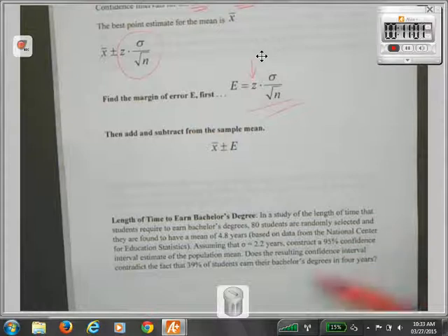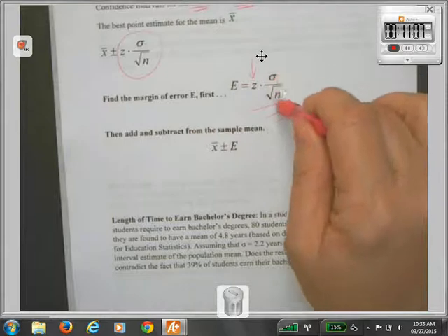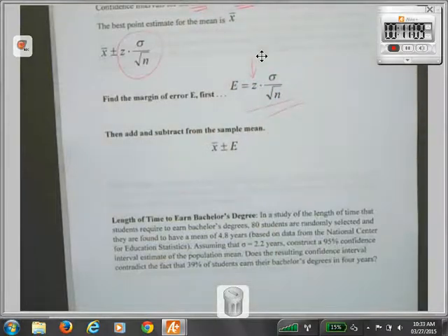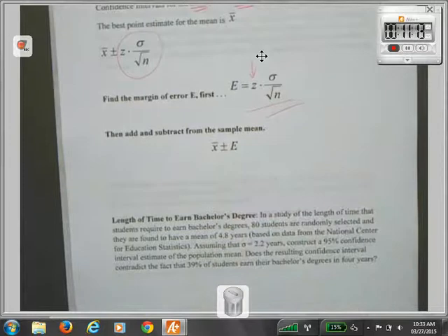As a matter of fact, our first example is going to have a 95. Once you've determined what z is and you pull these numbers out of the problem, you can do the calculation. Once you determine what E is, it's just a matter of adding and subtracting it from whatever the sample mean is. A lot of these things have to be given to you. They have to be given in the problem, or you can't do the problem.